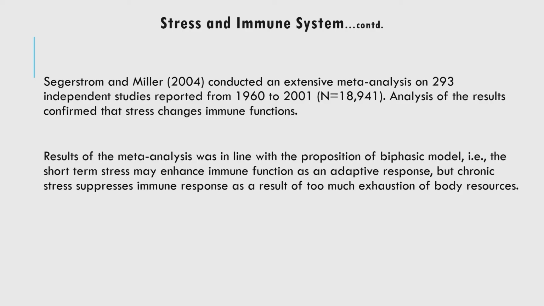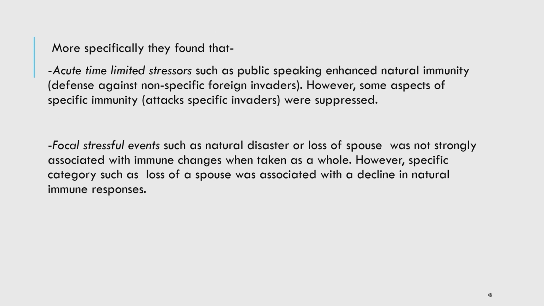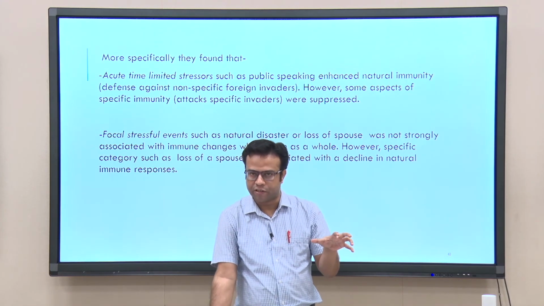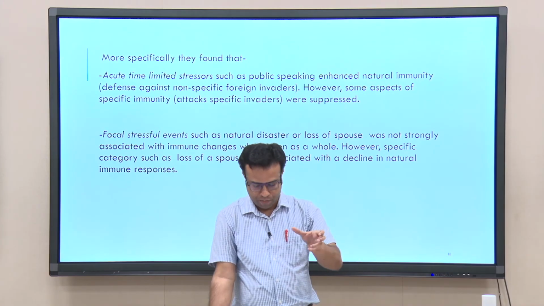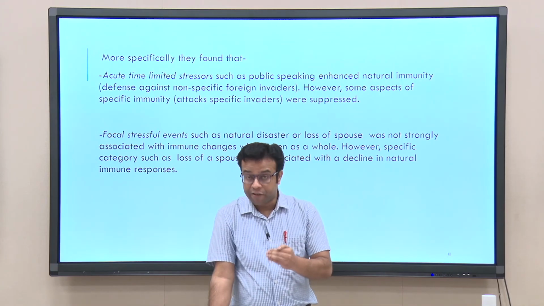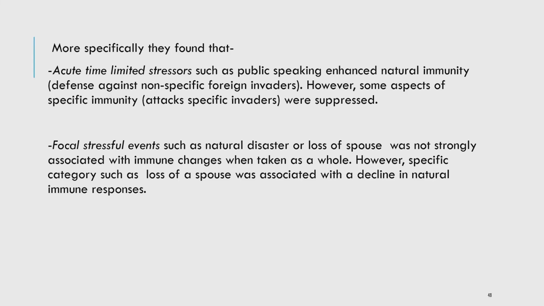However, they also made a finer analysis. More specifically, they found that acute time-limited stressors, such as public speaking, a very time-limited acute stress, enhance natural immunity, that is, defense against non-specific foreign invaders. So general immunity was enhanced by such activities. However, some aspects of specific immunity, which attack specific invaders, were suppressed.